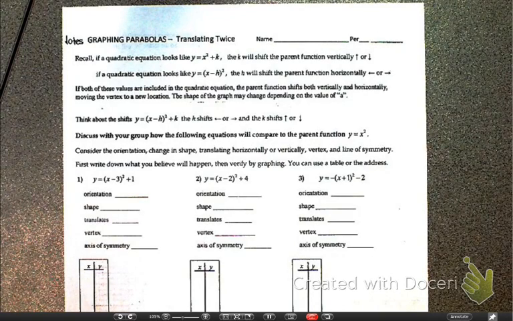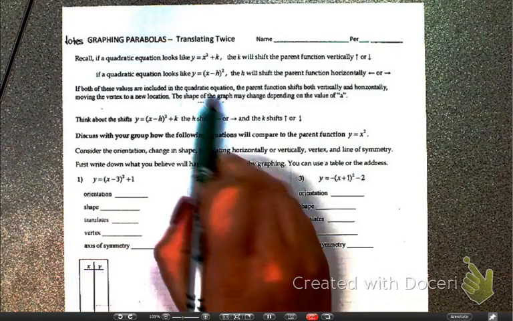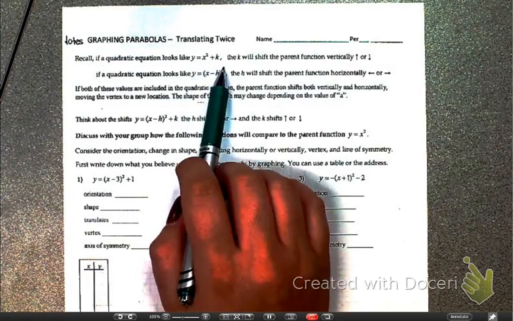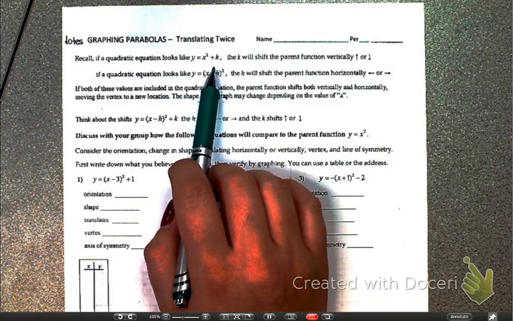Okay, so over the last week we have been graphing parabolas, right? Quadratic equations. And we've looked at translations, and we're going to look at that again, but in a little more detail today. Last week we did the Desmos activity, and you just graphed x squared plus k, right?